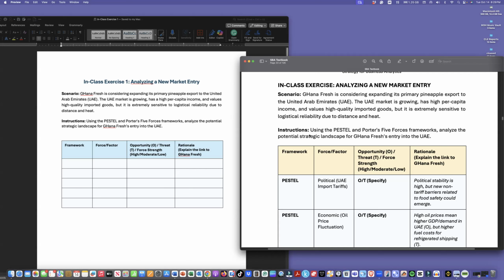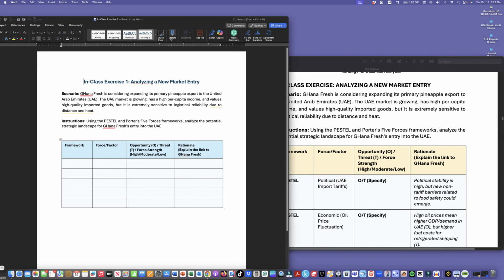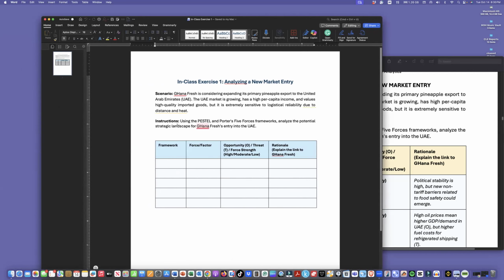So first, I want you to analyze using the PESTEL and Porter's Five Forces frameworks. Analyze the potential landscape for GH Fresh's entry into the UAE. What factors or forces will affect GH Fresh? That's what I'm asking. I'll give you a blank sheet like this, and you can think about it and bring it back next week. What kind of thing can affect it?